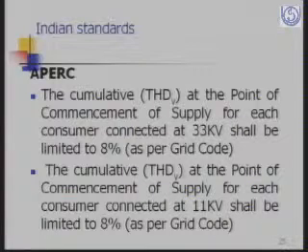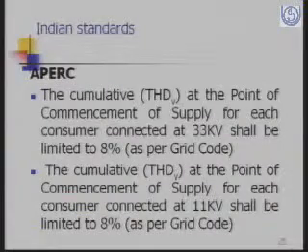The cumulative total harmonic distortion at the point of commencement of supply for each consumer connected at 33 kV shall be limited to 8%. The cumulative total harmonic distortion at the point of commencement of supply for each consumer connected at 11 kV shall be limited to 8% as per their grid code. So this type of standards are also being specified by the Electricity Regulatory Commissions, so that the quality of supply in the grid is maintained with respect to the harmonic content.